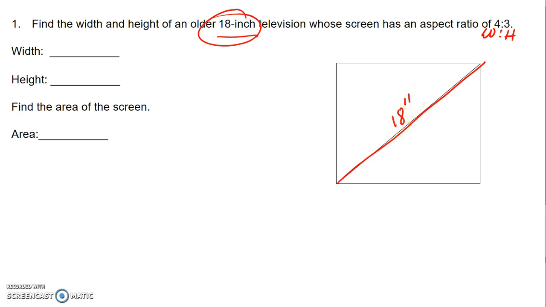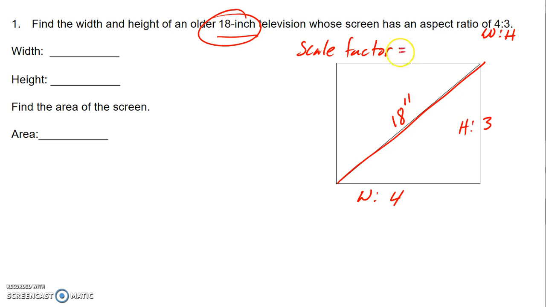Since our aspect ratio is 4:3, we can say this is a 4 and this is a 3. That's our width and this is our height. Now when they say the aspect ratio is 4:3, they're not saying that this side is 4 inches down here, and they are not saying that this side over here is 3 inches. Okay, that's an aspect ratio. You need what we call a scale factor.